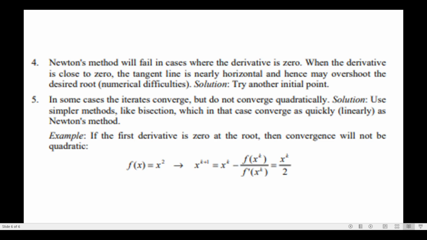For example, if the first derivative is 0 at the root, then convergence will not be quadratic. If you take the function x squared, the iterative formula is x_{k+1} equals x_k minus f(x_k) divided by f'(x_k). That means x_k divided by its derivative, 2. So in such a case, the derivative is 0 at that root, and the convergence will not be quadratic.